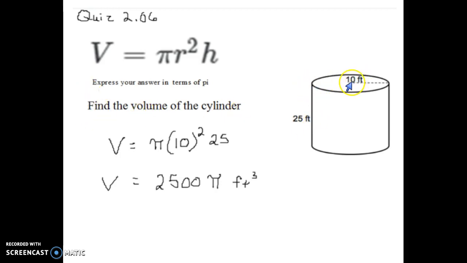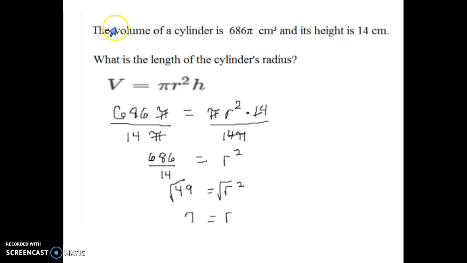So here's our cylinder. They give us the radius of 10. Remember, if they were to give you the diameter, you would divide by 2. But this gives us our radius, so we're just plugging it into our formula. So pi times the radius squared, 10 squared times 25, gives us 2,500 pi, and that's cubic feet. If it said use 3.14 for pi, you'd simply multiply 3.14 times 2,500.